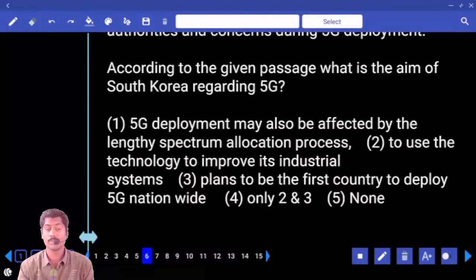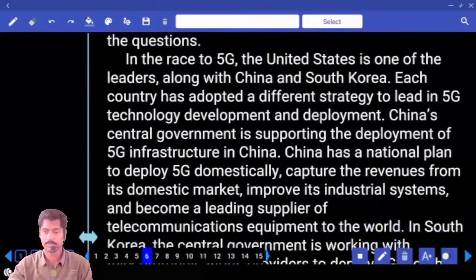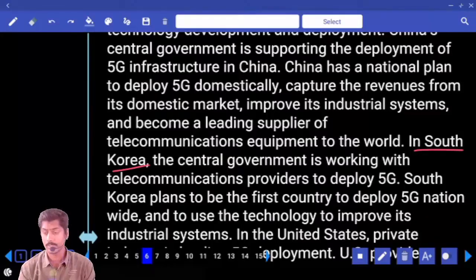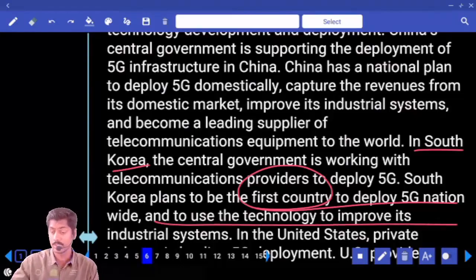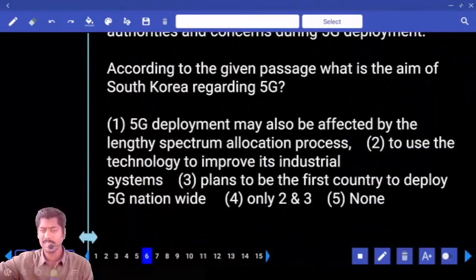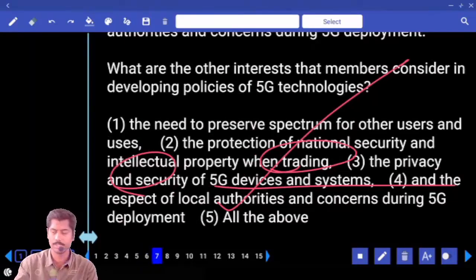According to the passage, what is the aim of South Korea regarding 5G? Where is South Korea? Which paragraph? In South Korea, the central government is working with telecommunications providers to deploy 5G. South Korea plans to be the first country to deploy 5G nationwide and to use the technology to improve its industrial systems. 5G deployment may also be affected by the lengthy spectrum. Is it talking about Korea? No. To use technology to improve industrial systems? Yes. Plans to be the first country to deploy? Yes. Answer 4, 2 and 3.